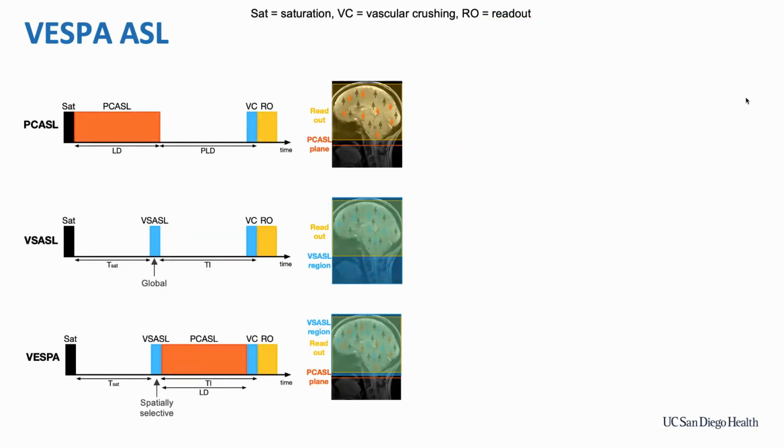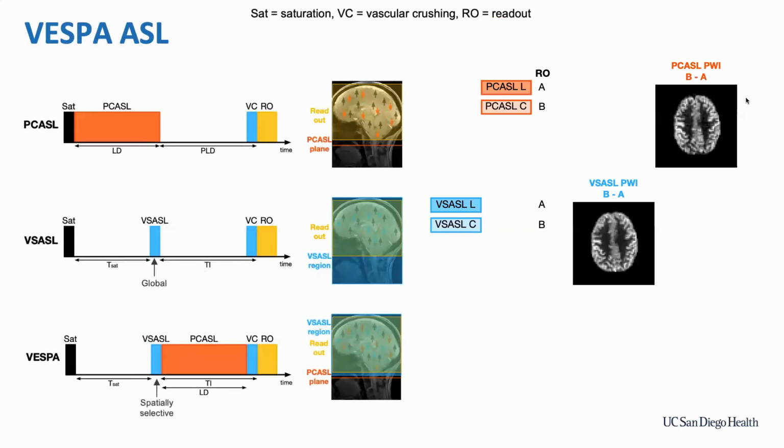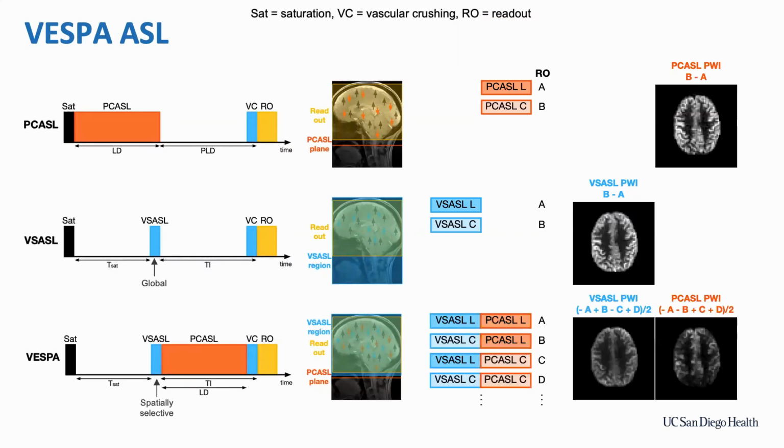But we need to be able to separate these two contrasts. So in standard ASL methods, we acquire a labeled image and a control image and subtract one from the other to get our perfusion-weighted images. In contrast with VESPA, we need at least 4 images. So the velocity selective label and control is alternated, just like in normal ASL, while the PCASL label and control condition is alternated in a 2-label, 2-control pattern.